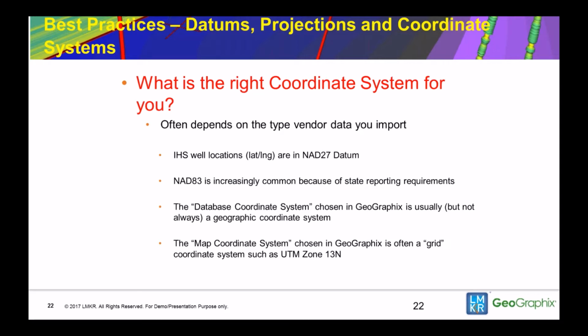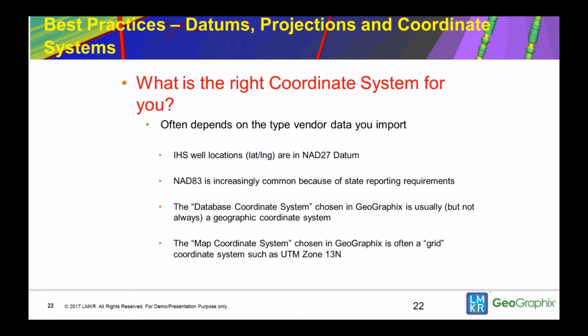So the database coordinate system that is chosen in GeoGraphix is usually, but not always, a geographic coordinate system. It doesn't have to be. But the reason why you want it to be a geographic coordinate system is because if you choose a projected or a grid-based coordinate system, in other words, your well locations have XY coordinates instead of lat-long coordinates, your project is only really going to be valid in that geographic area.